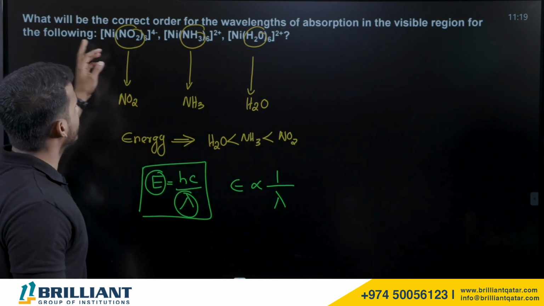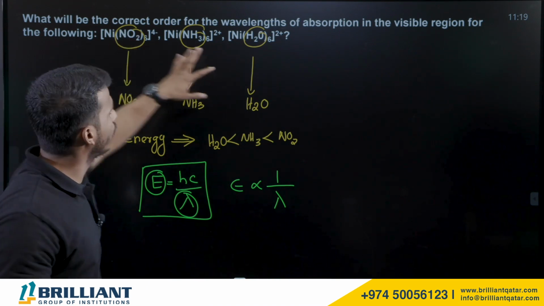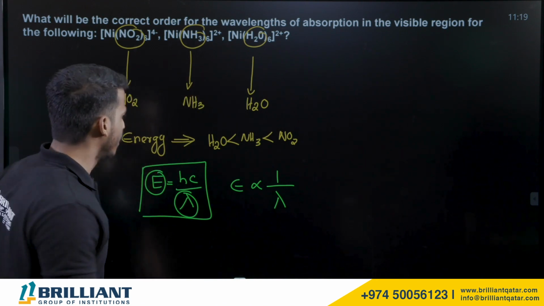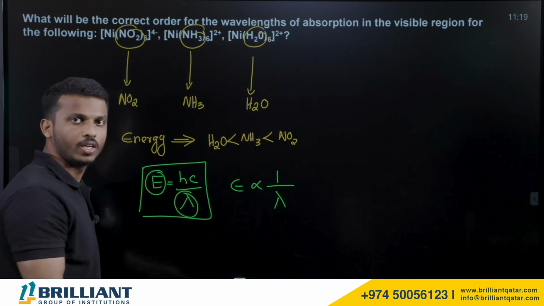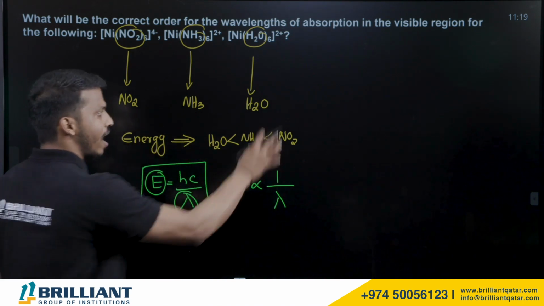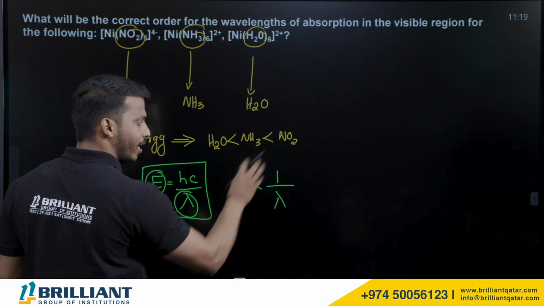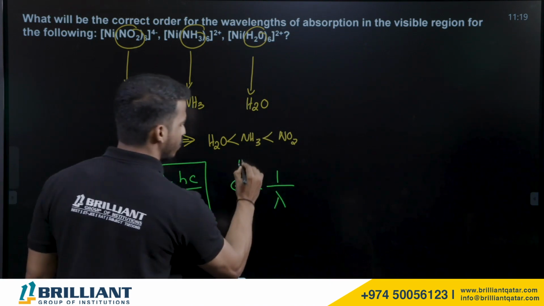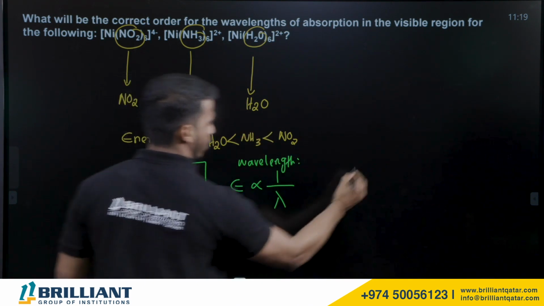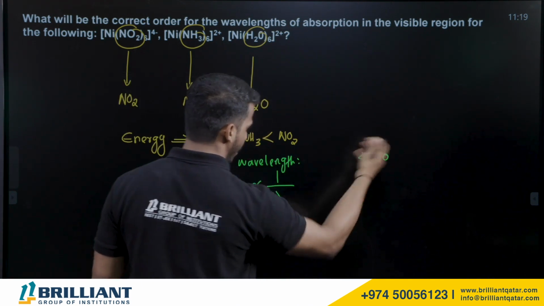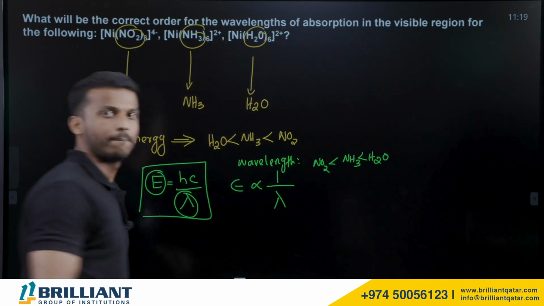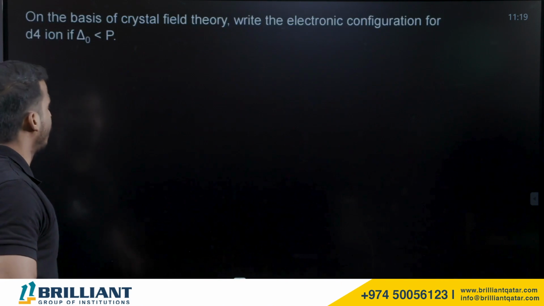So the question, what will be the correct order in the visible region for the following? They didn't ask increasing or decreasing. This is the increasing order of energy. So what will be the increasing order of wavelength? Just opposite. For higher energy, lower will be the wavelength. So as per the wavelength order, we can write the opposite order. Weak ligand having greater wavelength, then NH3, then NO2. Hope you are clear, right, all of you? It's important. Okay. Next one.